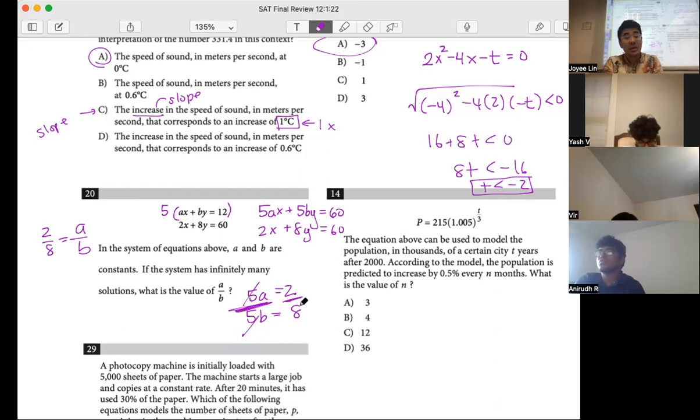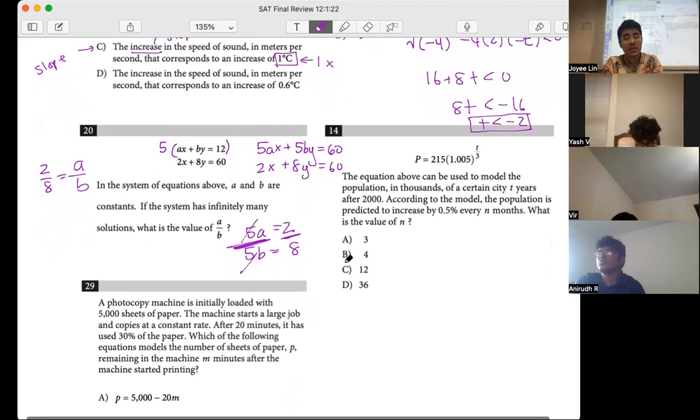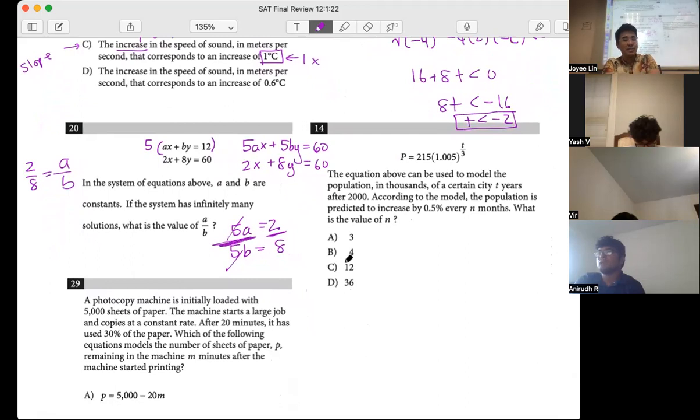Okay. Number 14, we have our exponential form now. This one is a lovely trick question, courtesy of College Board. What's the trick here? N months, right? T years.